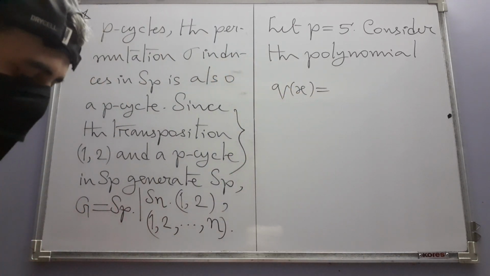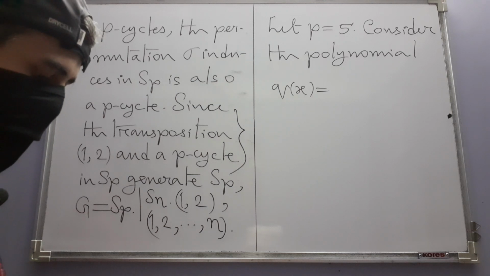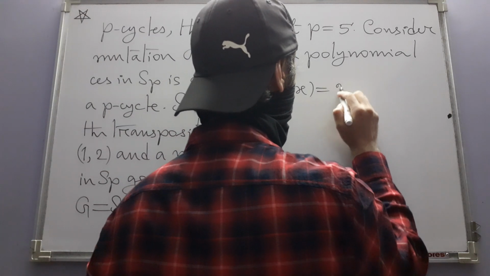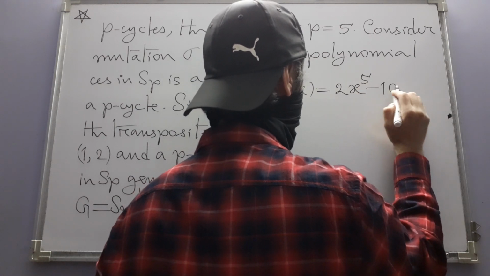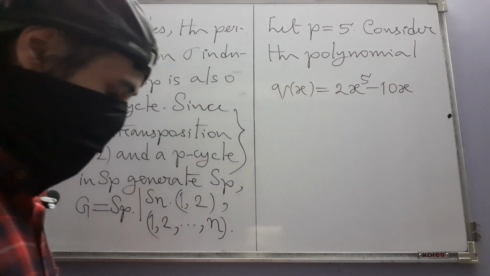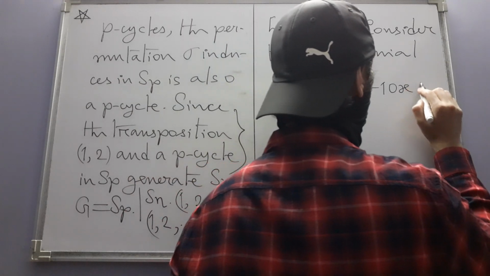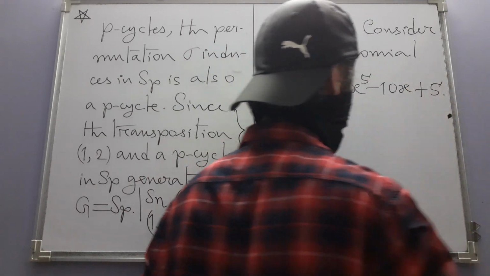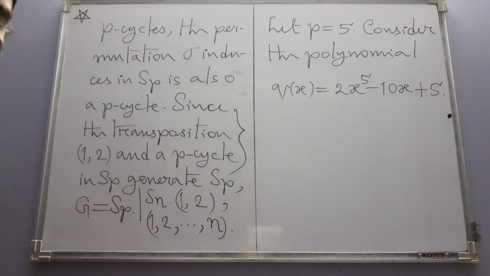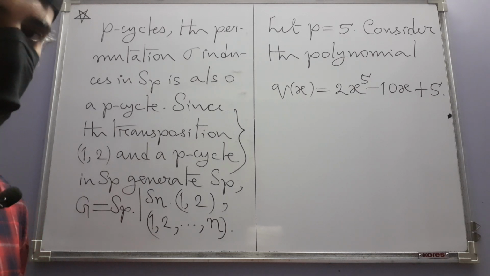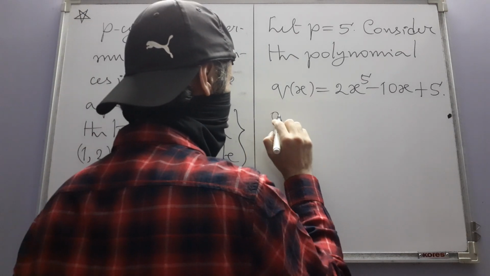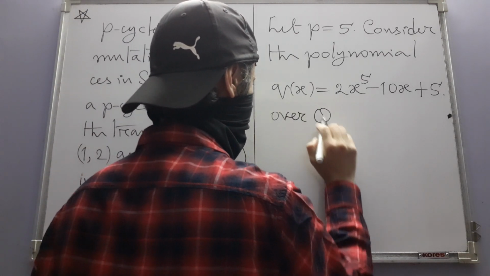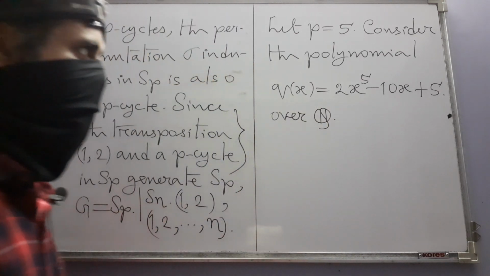And this polynomial is of course going to have degree 5, and it is 2x to the power 5 minus 10x plus 5. We need to also maintain the fact that it has to be irreducible, besides having that prime degree, over the field of rational numbers Q.